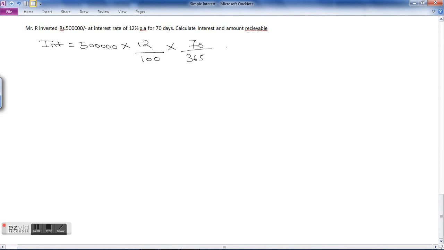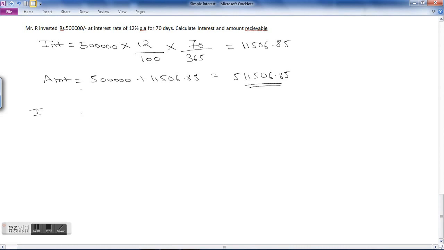That comes to 11506.85. Now the amount that will be receivable at the end will be principal, that is 5 lakh, plus the interest amount 1506.85, so it comes to 511506.85. Now let's see what will be the amount using the formula.